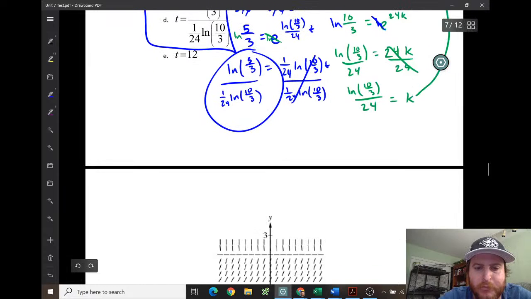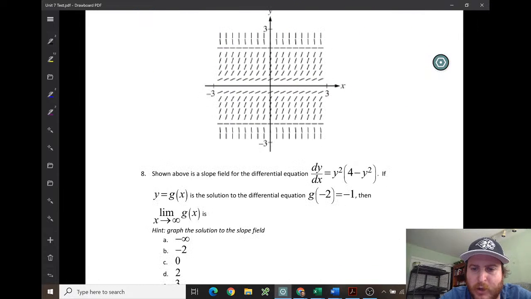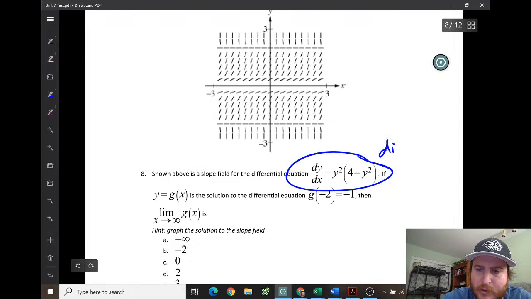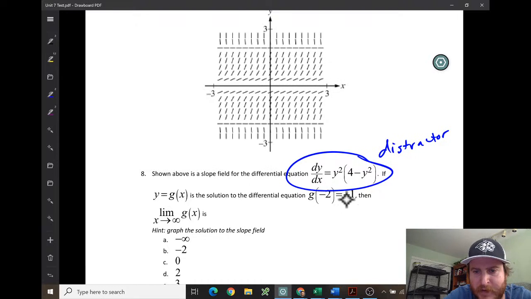Now, I did add an 8th question. There was a non-bonus question because I just wanted to have one more slope field question in here, and I thought it made sense to have 8 here. So this here is actually a distractor. It tells us y equals g of x is the solution to the differential equation. g of -2 equals -1. And I even gave you a hint here. This was from an AP test, but this part wasn't on the AP test.